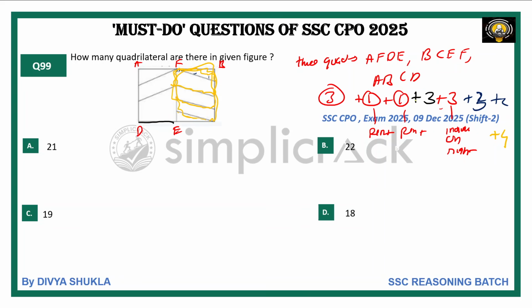So 3 plus 3 plus 3, so I am having 9 and 3 is 12. 12 plus 2 is 14. 14 and 4 is 18, and 2 is 20. Okay, but 20 is not the answer.